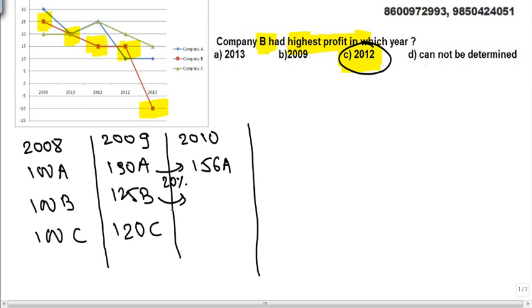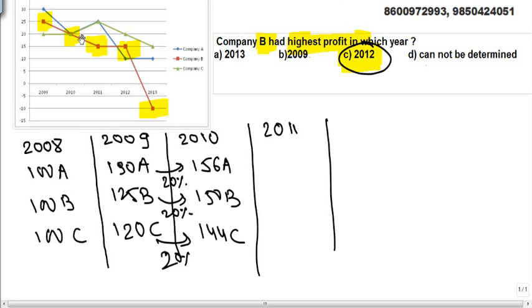B grew by 20% again. 20% of 125B, kids, 20% of 125 is 25. So it becomes 150B. Not needed, we are just practicing. Answer C: 20% increase over last year, 20% of this is 24, so 144C.